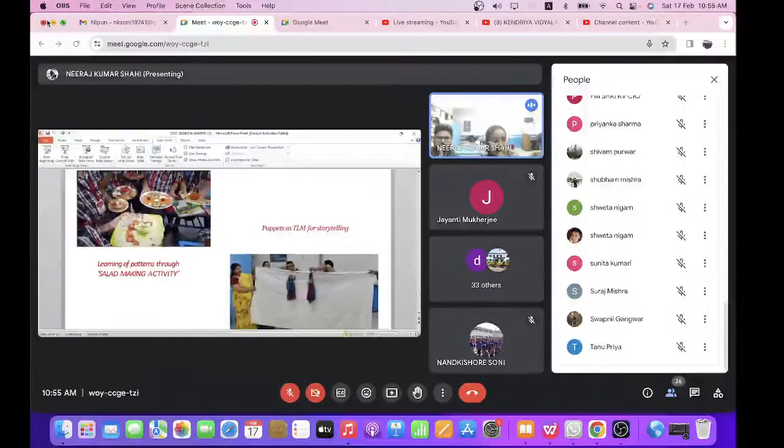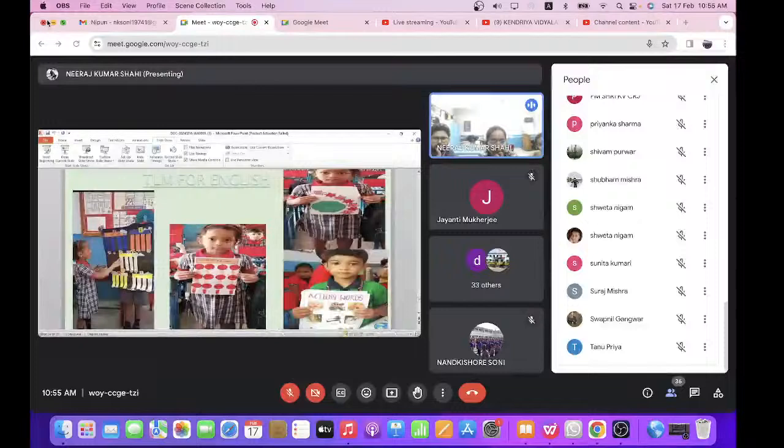activity which our school conducted. And for storytelling, our school teachers also prepared a puppet TLM to demonstrate a story. Yes, this is again a TLM for English.